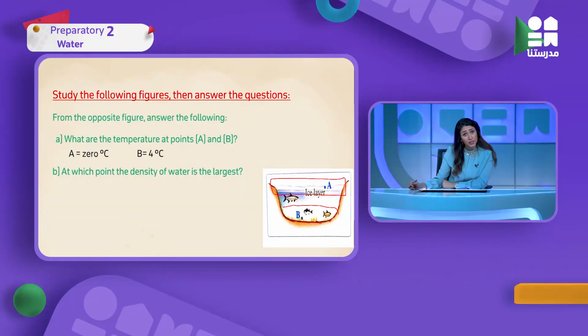طيب, at which point the density of water is the largest? ركز معايا كده في الرسمة. Density will be larger where? In a liquid state or in a solid state? طبعا in a liquid state, because the density of water decreases as water freezes or changes into ice. So of course it will be point B.